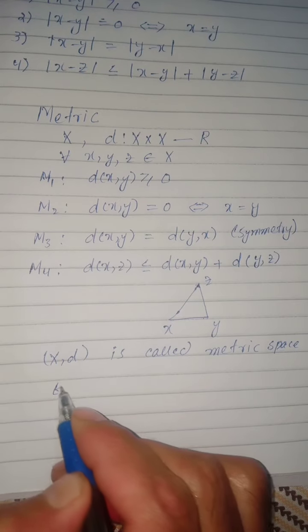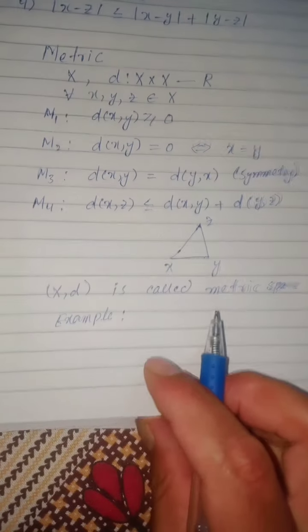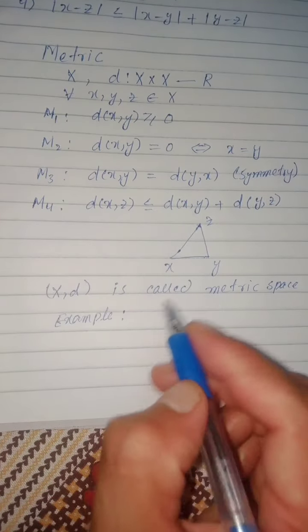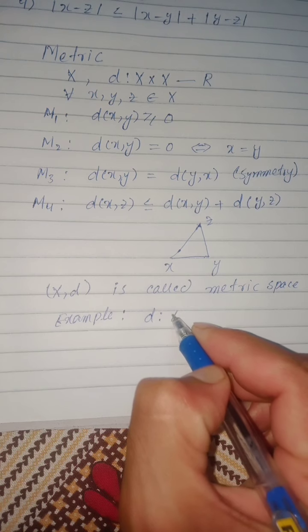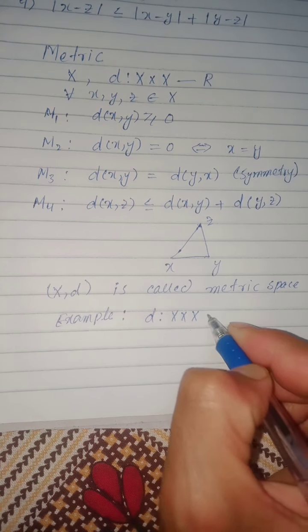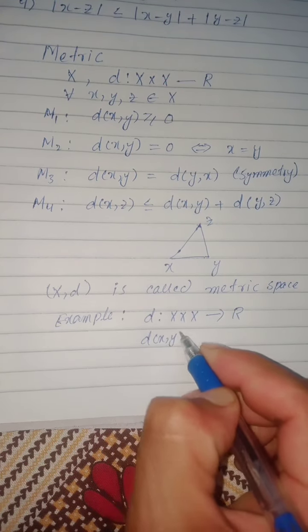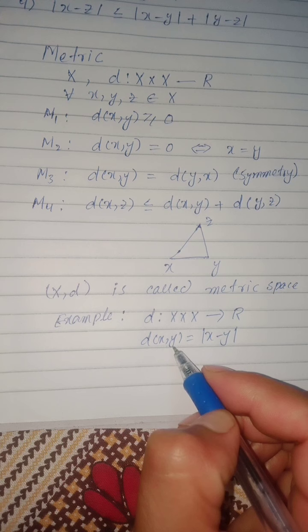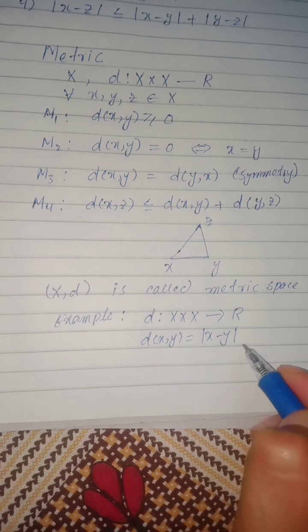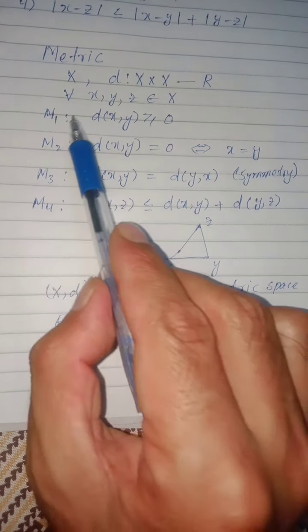For example, if d is a mapping from X cross X to R defined by d(x, y) equal to |x - y|, that is the distance between x and y, then this d is a metric on R, because this function satisfies all the properties of a metric space.